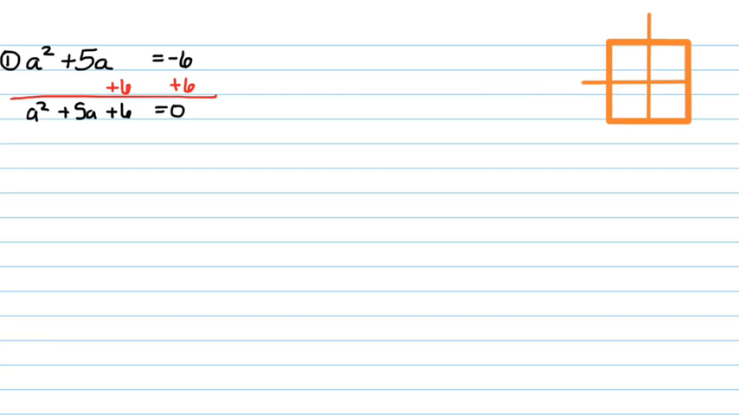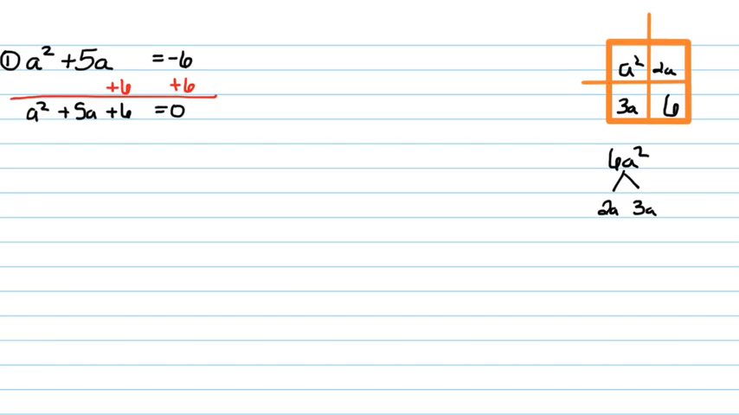Now I'm going to go over to my little chart. The a squared is going to go here. The positive 6 goes here. And I multiply those together and I get 6a squared. What two things will multiply to give me 6a squared, but will add to give me 5a? And that's 2a and 3a. So I'm going to put my 2a and my 3a.